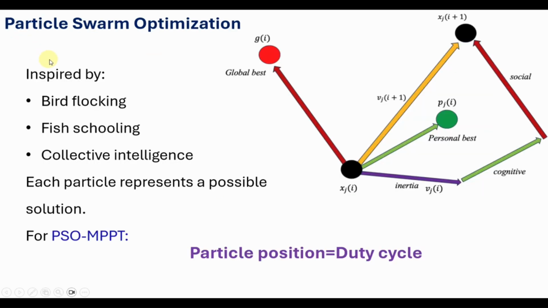Particle swarm optimization is a population-based optimization algorithm inspired by the collective behavior of groups of animals, such as birds flocking or fish schooling. Instead of searching for a solution using only one point, PSO uses several particles. Each particle represents a possible solution to the optimization problem. In our MPPT application, the position of a particle represents a candidate duty cycle for the DC-DC converter. The objective is to find the duty cycle that produces the highest PV power.